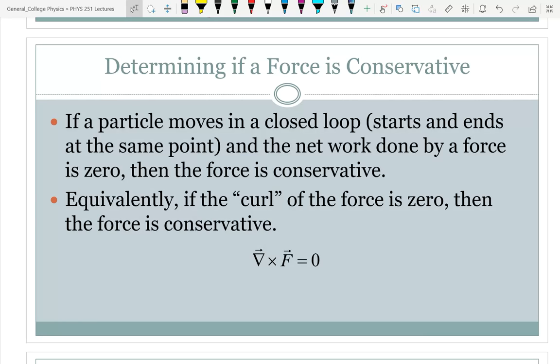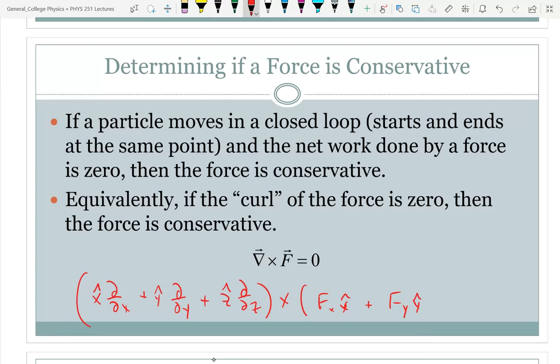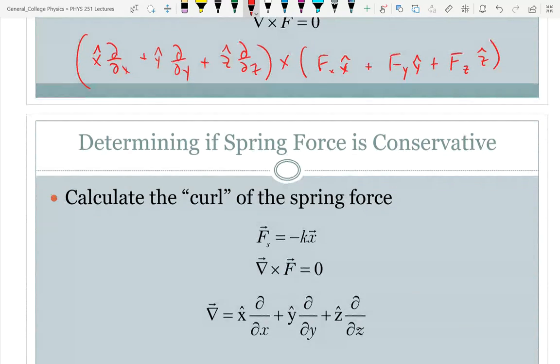Now, using what we've seen, I could write the del as x hat d/dx plus y hat d/dy plus z hat d/dz. So I have that cross Fx in the x direction plus Fy in the y direction plus Fz in the z direction. That's not as easy as it looks in what I wrote. So here's how we actually do the calculation. We do it with a determinant.